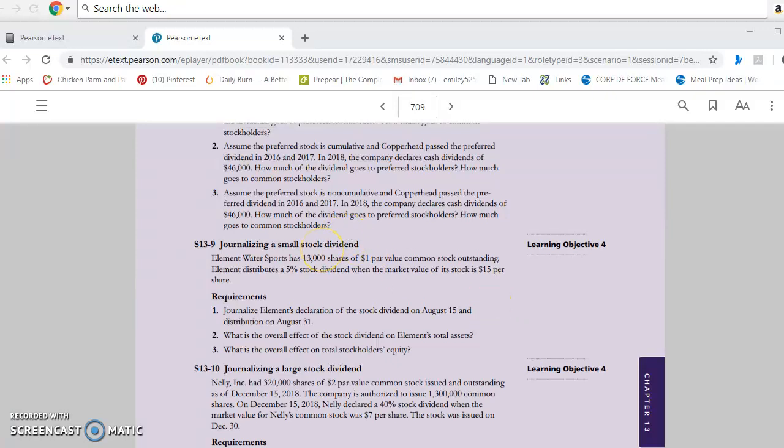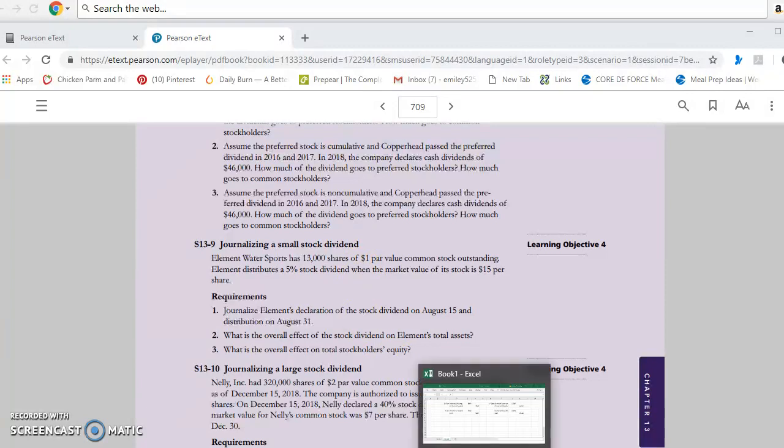Okay, so now we're going to talk about stock dividends. So let's do a small stock dividend first. In this case, we must take into consideration what the market value of the stock is. With a large stock dividend, we do not.